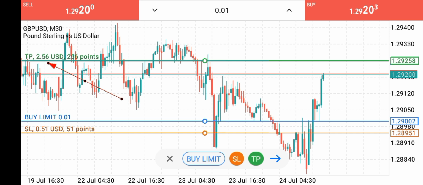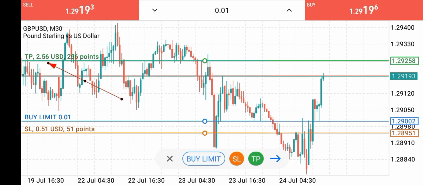You enter the trade with 0.01 lot size and your risk is $0.51. That is a little risk. And your take profit, that is to say, if the price gets to your take profit, you will end up making $2.56. Now, why your stop loss and your take profit are this amount is because of the lot size you use. Remember, this is the area of lot size right here.